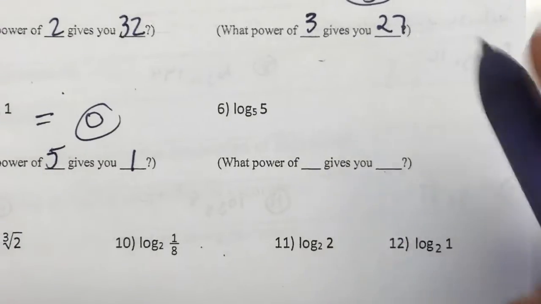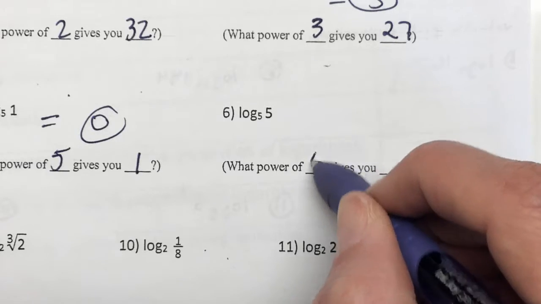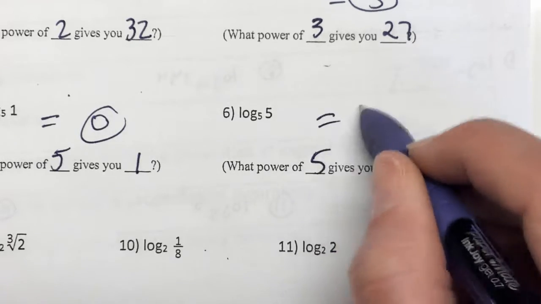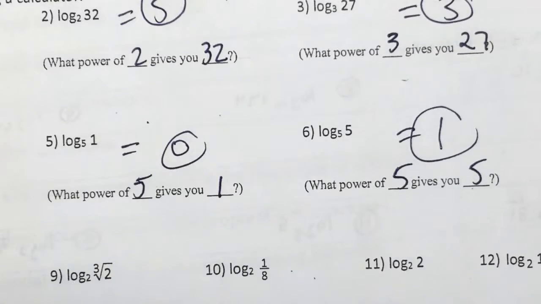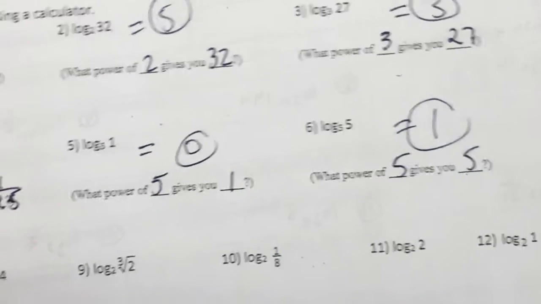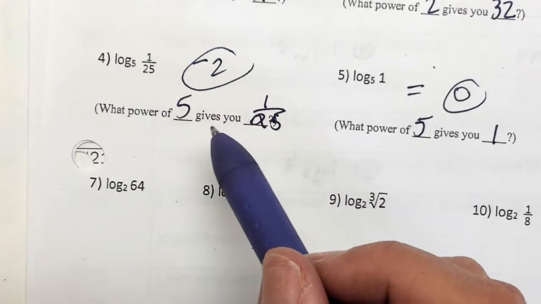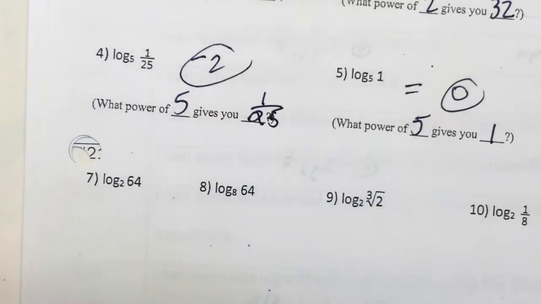Alright. Nikki, what you get for this one? Read me out loud. What power of 5 gives you 5? And the answer is? 1. Perfect. Easy enough? Now, 7 through 12 is the exact same problems, as you can see. Exact same, except I didn't give you the sentence. We're not going to use that anymore.